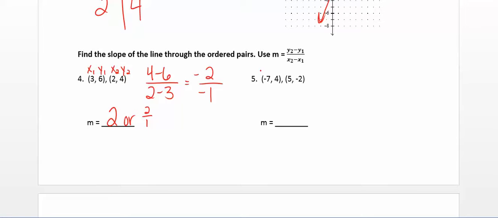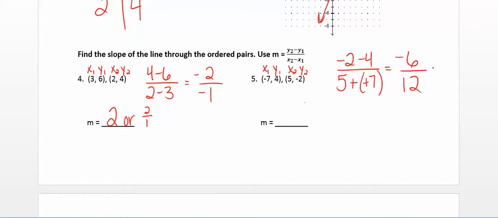For number 5, again I'm going to label x1, y1, x2, y2. So it's negative 2 minus 4 on top if you follow the formula here. And on the bottom it's 5 minus negative 7. I'm going to put that in parentheses. You need to remember here to add the opposite. You are able to use a calculator, but negative 2 minus 4 is negative 6. 5 plus 7 is 12, and that reduces to a negative 1/2. So the slope on number 5 is negative 1/2.